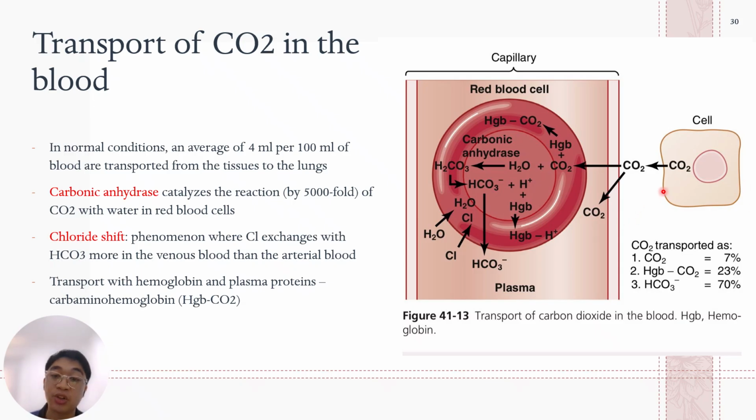Another pathway for carbon dioxide is that it can combine with hemoglobin and plasma protein, so CO2 with hemoglobin forms carbaminohemoglobin. Take note that carbon dioxide is mainly transported to the lungs from the different cells and tissues in our body in the form of bicarbonate. That's 70%, then carbaminohemoglobin is approximately 23%, and direct dissolved carbon dioxide is only approximately 7%.